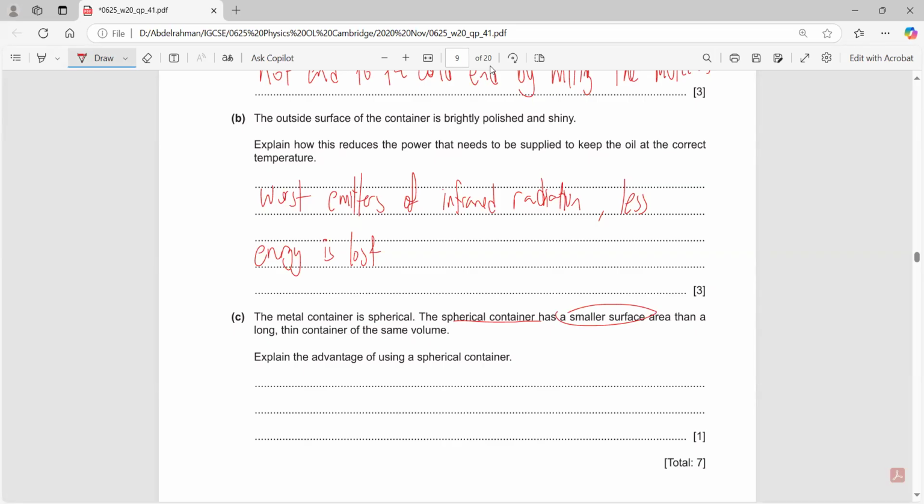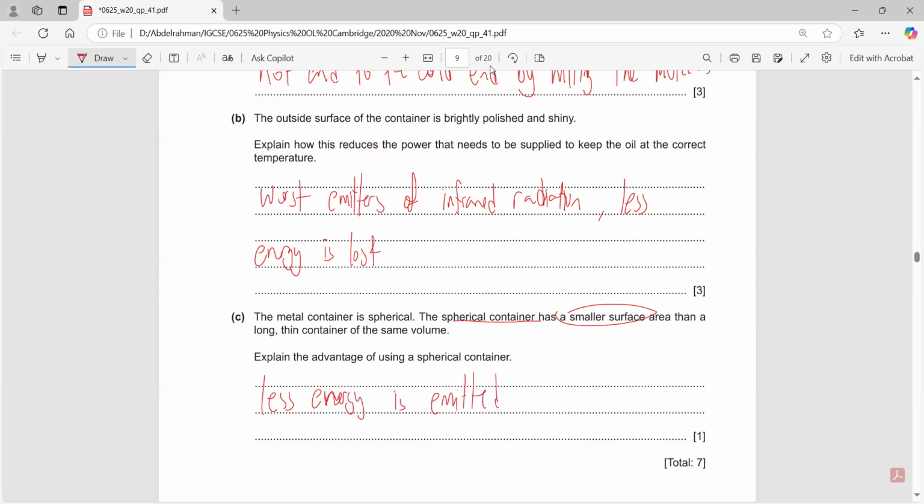The sphere: when you decrease the surface area, what happens to the amount of radiation given off? The amount of radiation decreases. The amount of radiation is directly proportional to the surface area. So as you decrease the surface area, it decreases. So you can say that less energy is emitted.